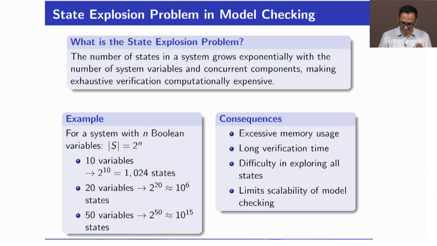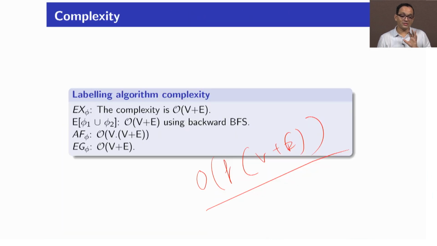Now, to understand whether the model checking algorithm is efficient, what is the state explosion problem in model checking? The primary problem in model checking is not the algorithm, because we have already discussed an efficient, polynomial time algorithm, right. The problem is the model size.